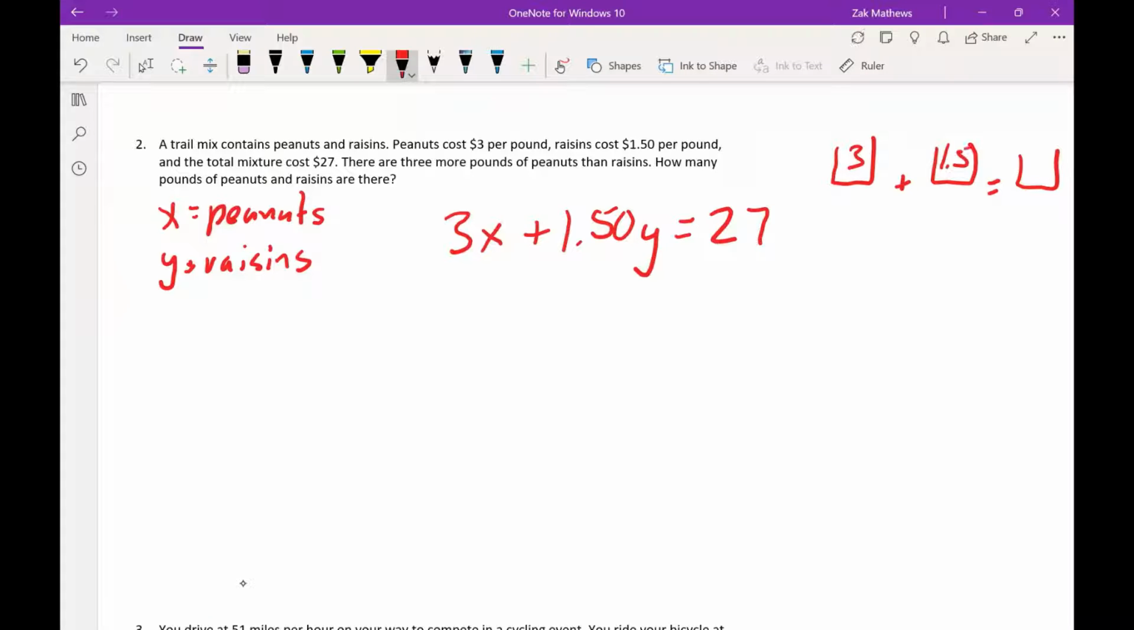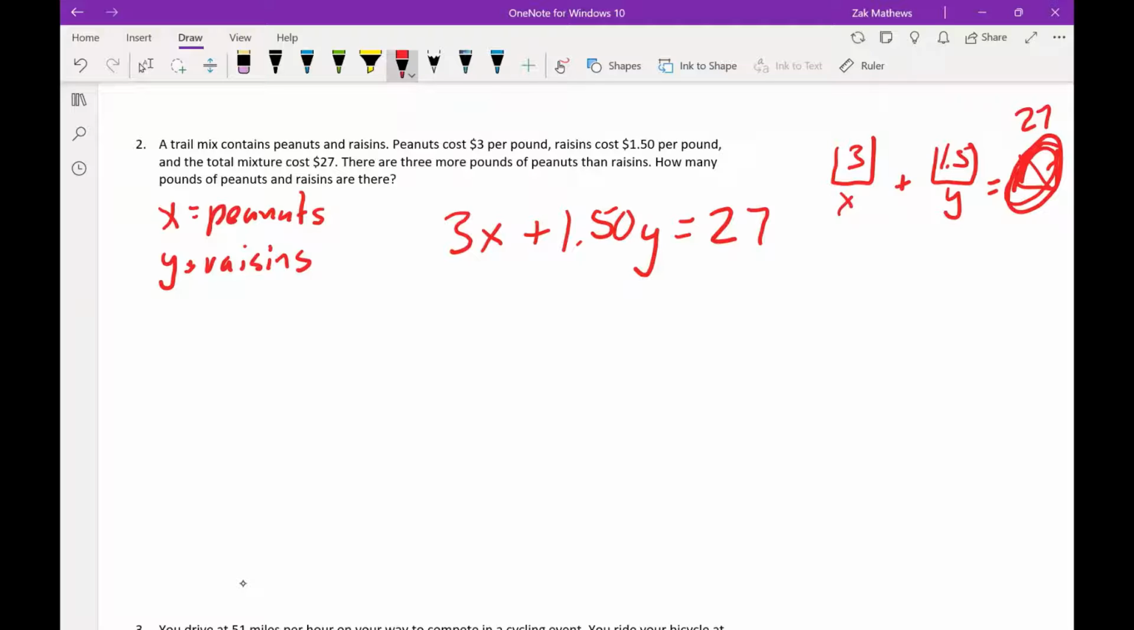So $3, $1.50. And over here, this total cost, this whole thing, would be 27. It's not just of that per pound, that's the total cost. So it's $3 of X, $1.50 of Y, to give a total cost of 27, not just 27 inside the cup, but the total thing. So that would be our first equation.